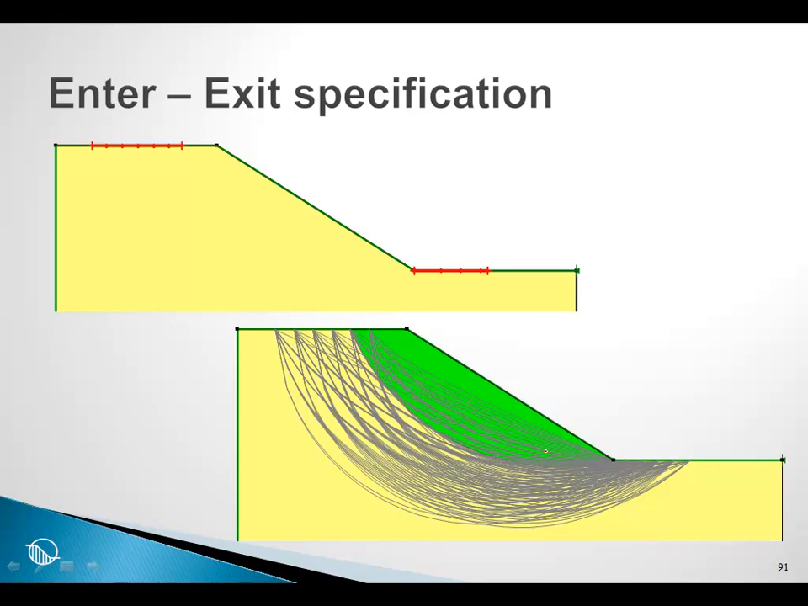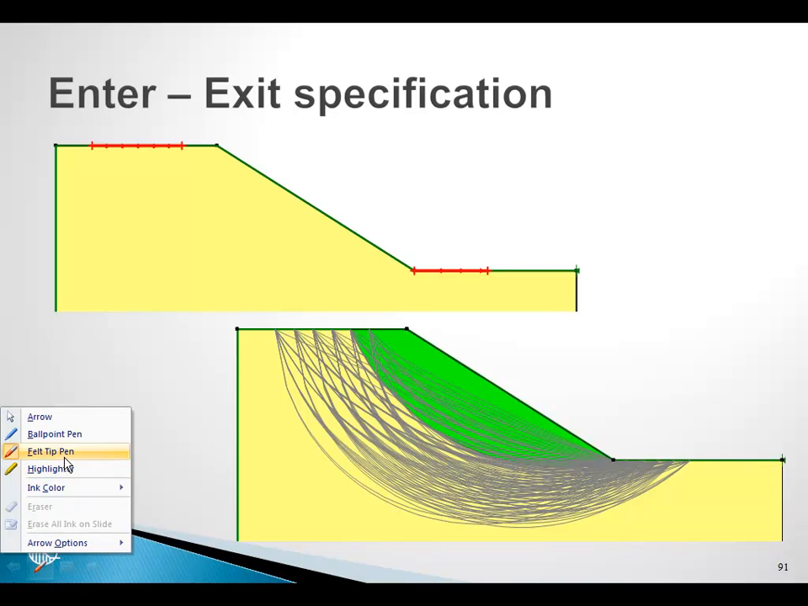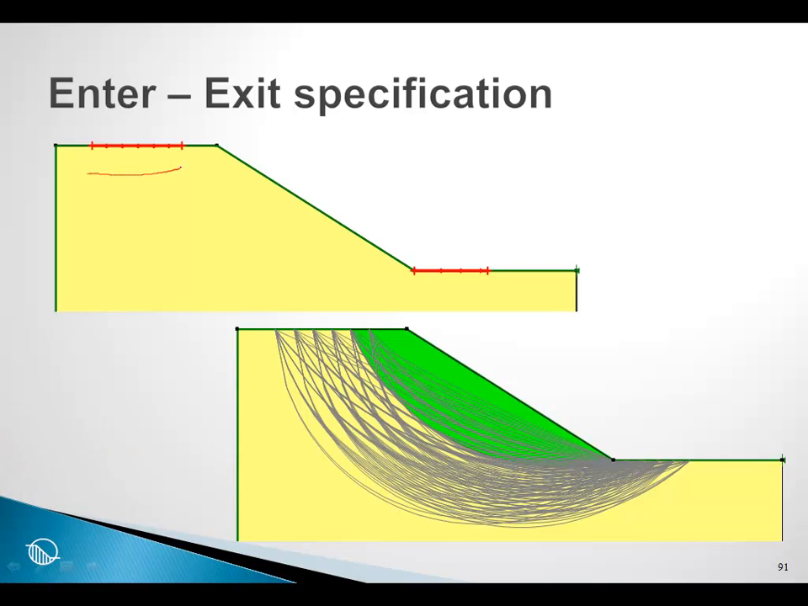Another procedure for defining trial slip surfaces is what we call the enter-exit specification. This is fast becoming one of the more favorite methods of defining trial slip surfaces, and one of the reasons for this is that it is much more intuitive as to where the trial slip surfaces should be specified. In a case like this, it is up to the user to specify the enter and the exit area. All slip surfaces must either enter in this area here and exit in this area here.